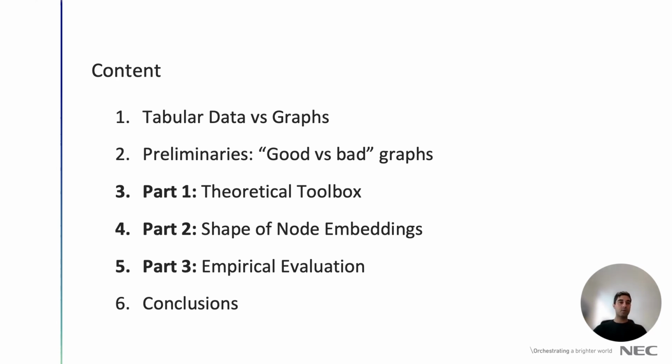In particular, in part 1, I will discuss a theoretical toolbox that we designed in order to understand whether or not nearest neighbor graphs are useful for the problem we are interested in. In part 2, I will try to show you how the embeddings of nodes look like when we apply a very simple message passing architecture. And in the last part, I will discuss an empirical evaluation that we did to demonstrate that nearest neighbor graphs might not be a good idea after all. And this is also discussed in the conclusions.